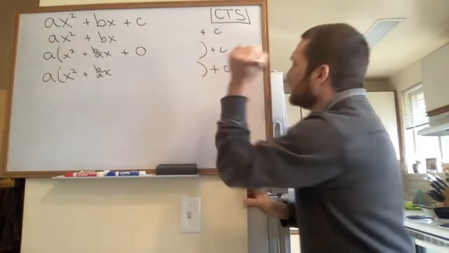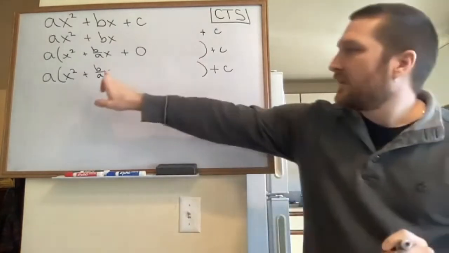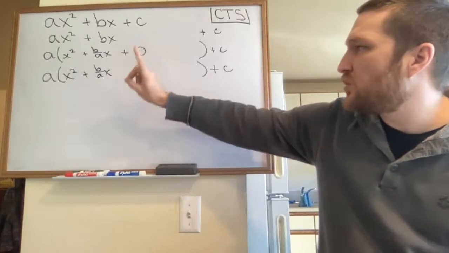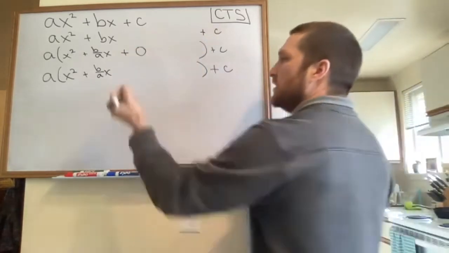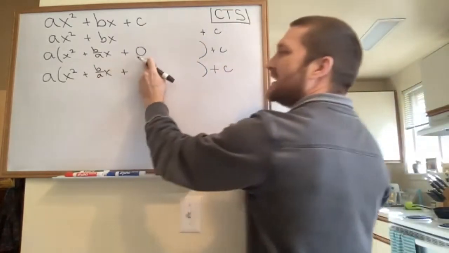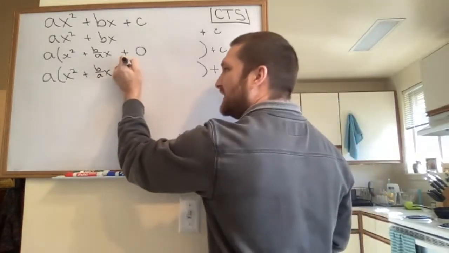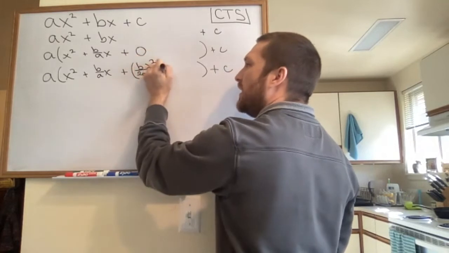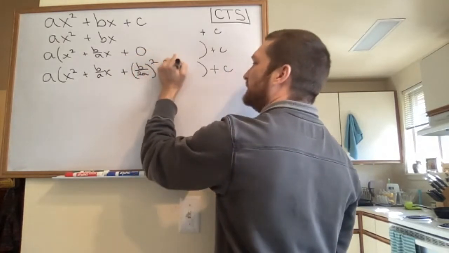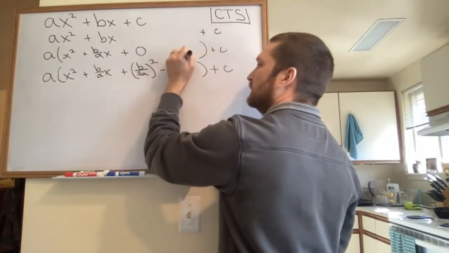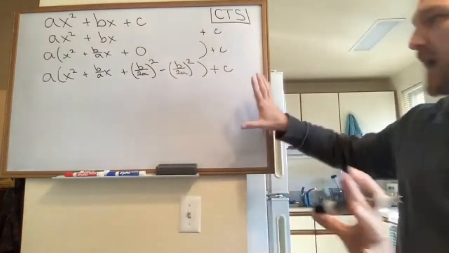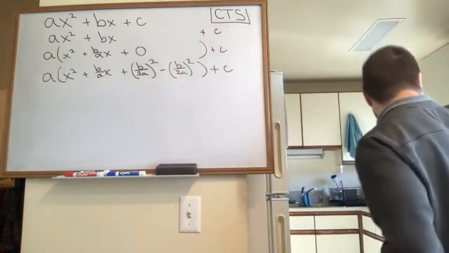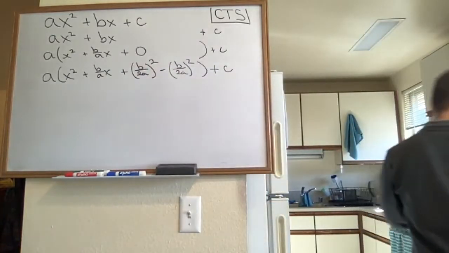Okay, you know what? Here, I'm just copying all this down right now. You told me it was b/2a quantity squared. So I'm going to rewrite 0 as the thing that I need, b/2a quantity squared minus itself. Now let's just check. Let me know when you got that written down. All right, give me just a second.